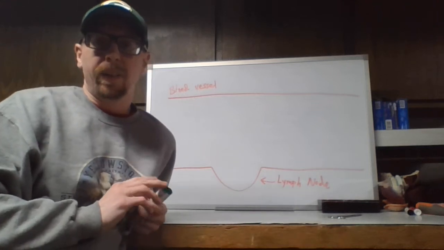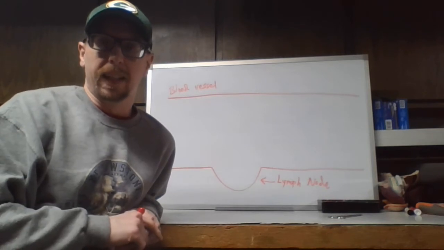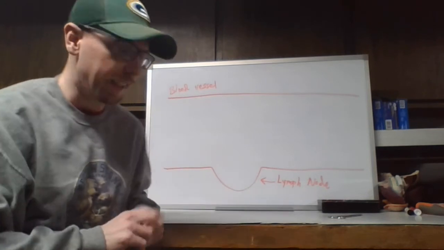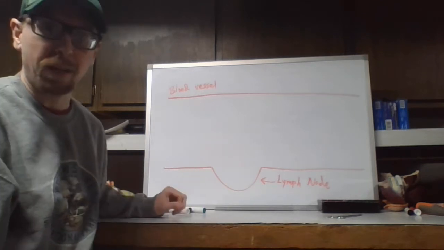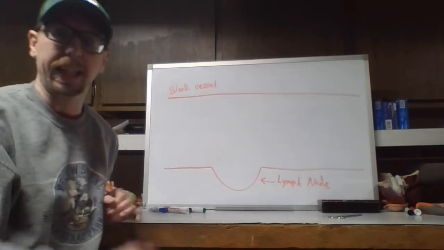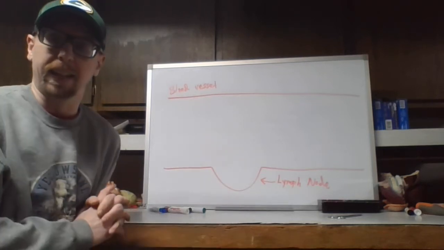Okay, in this video, I will be going over the immune system as covered in Bio 104 Human Biology class. So, if you can take a moment to draw what I have up here right now, this is a representation of a blood vessel with one lymph node down here.